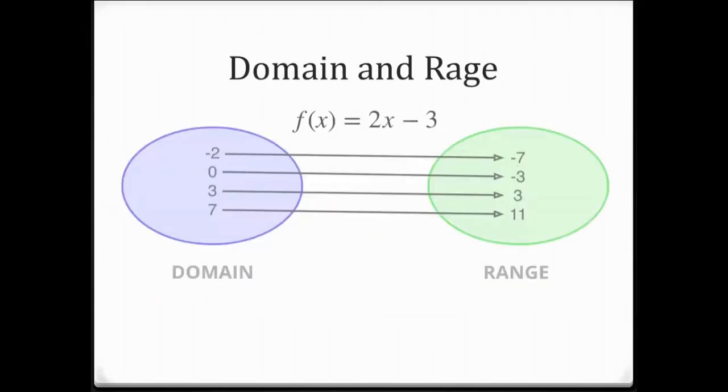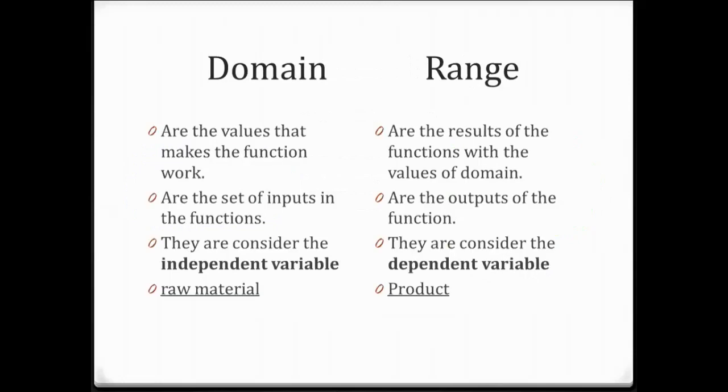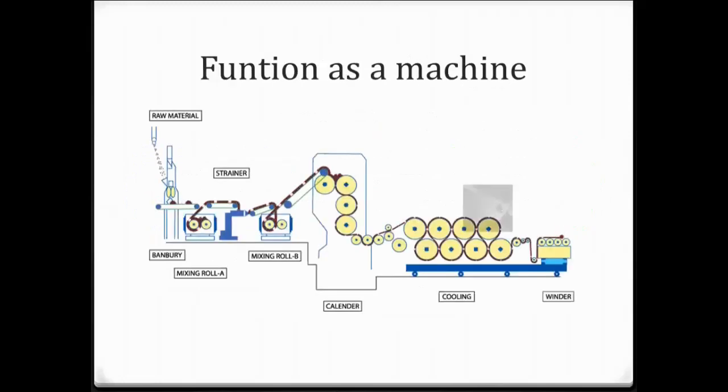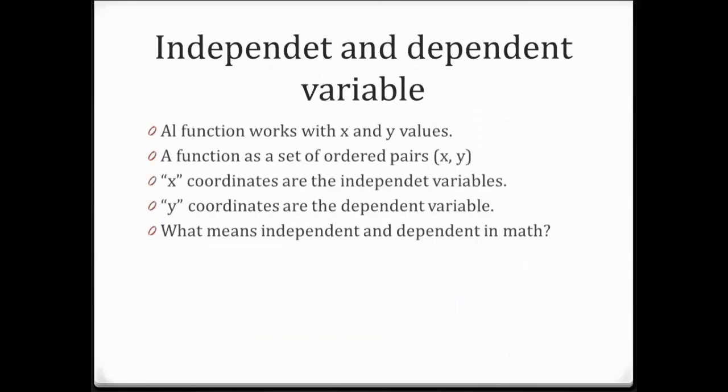Those values together, -2 and -7, will make a point x comma y. 0 comma -3 will make an x comma y. 3 comma 3, 7 comma 11, etc. So that way you're going to have this set of ordered pairs. Practically it is another set, a set of ordered pairs. I think you're totally clear on the idea of ordered pairs, because that's what we studied in the first class.